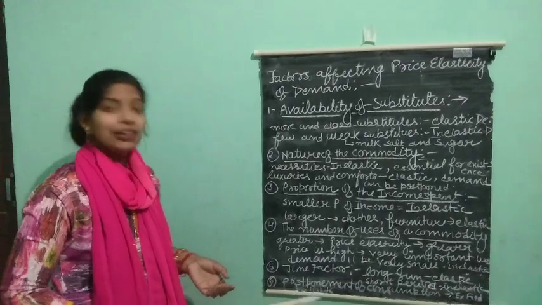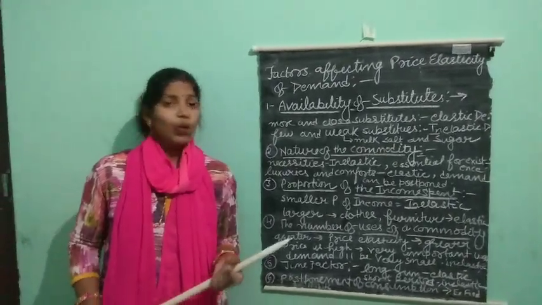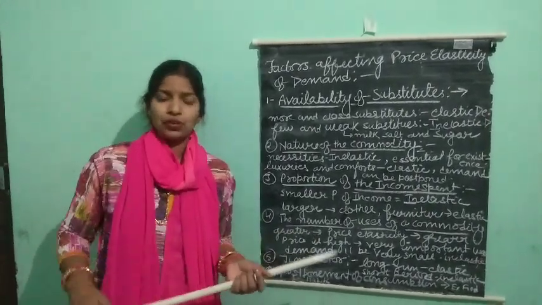Then the seventh heading is habits. As all of you know, for some goods the consumer is habitual.